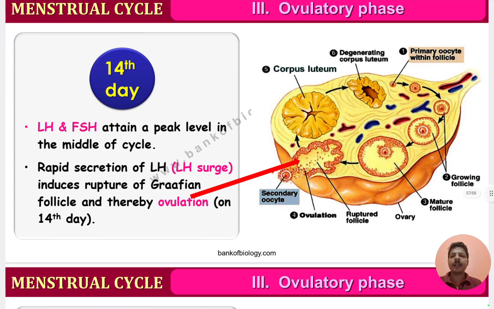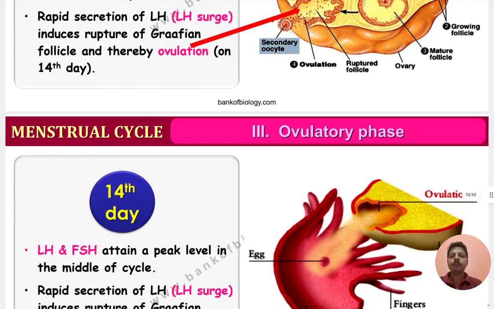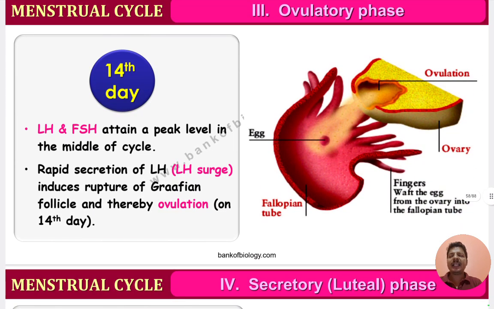Next, on the 14th day, LH and FSH attain peak level in the middle of the cycle, and the rapid secretion of LH, also called the LH surge, induces rupture of the Graafian follicle, and thereby ovulation occurs on the 14th day. Here you can see the rupture of the Graafian follicle and ovulation. LH and FSH attain peak level in the middle of the cycle.